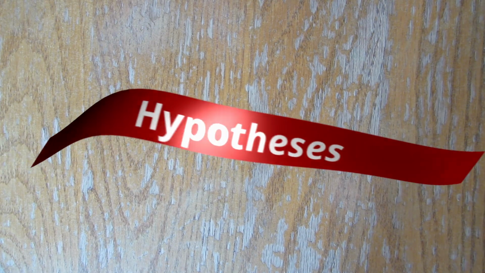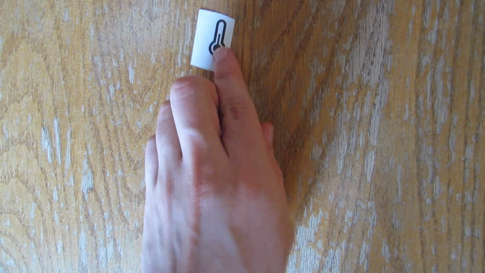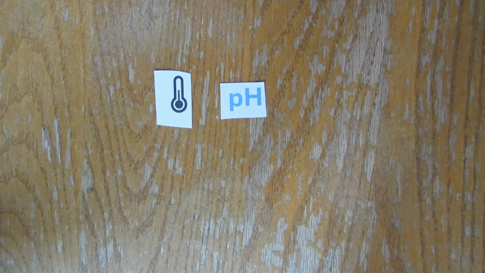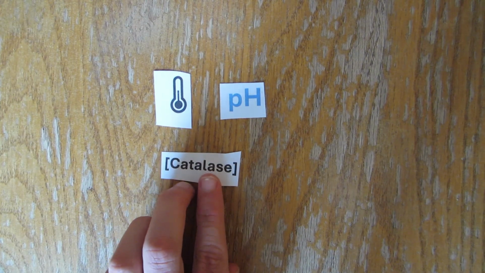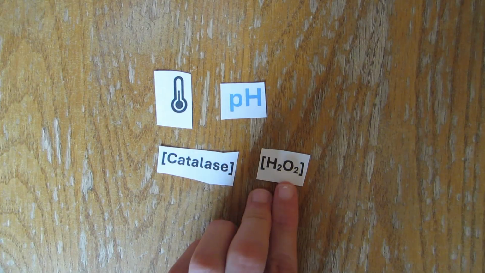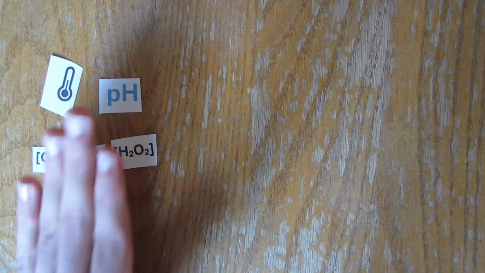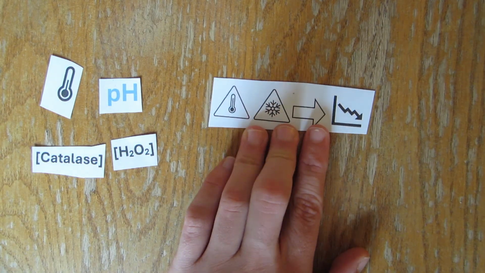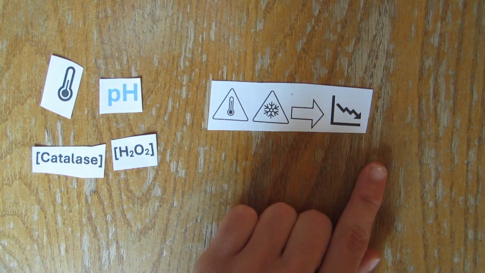First, some hypotheses. We will be testing the following variables in the environment: temperature, pH, enzyme concentration, and substrate concentration. Our first hypothesis is that if the solution is too hot or too cold, the enzyme will decrease in reaction rate.